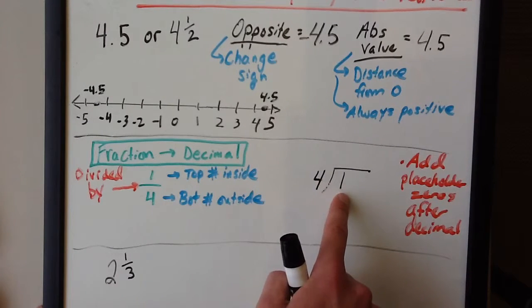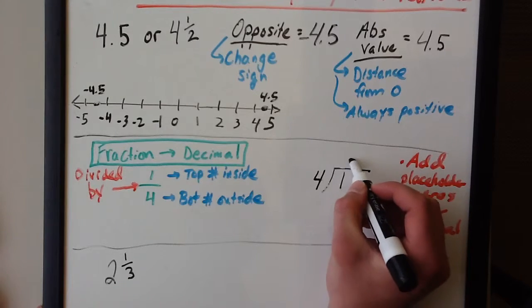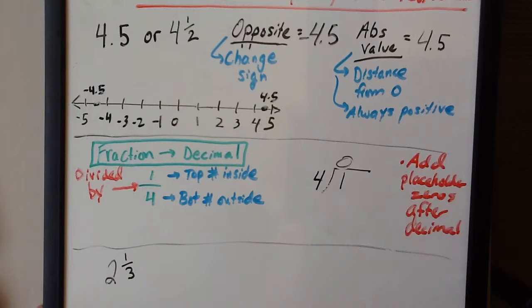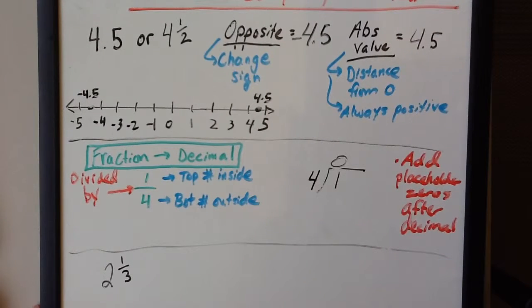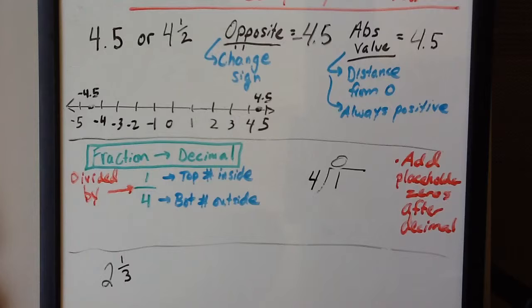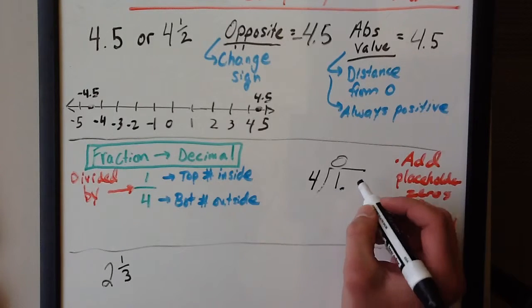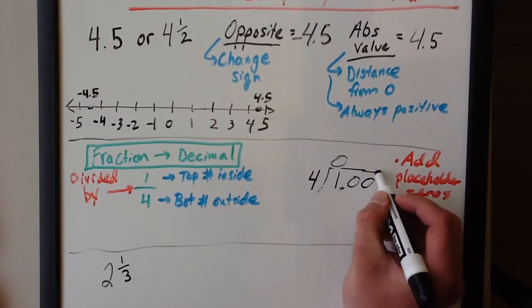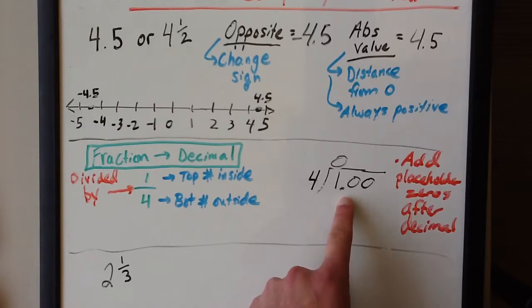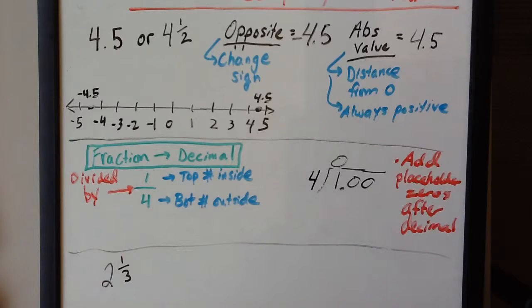Can 4 go into 1? No, it goes in 0 times, right? It's too big. It cannot go into 1. Now here I have a note: add placeholder zeros after the decimal so that you can continue to divide. Now remember, if you don't see the decimal on 1, it is after the last digit that you do see. So the decimal is right here. So I can add placeholder zeros after the decimal. It does not change the value of the number. This number is still 1, but it allows me to continue to divide.